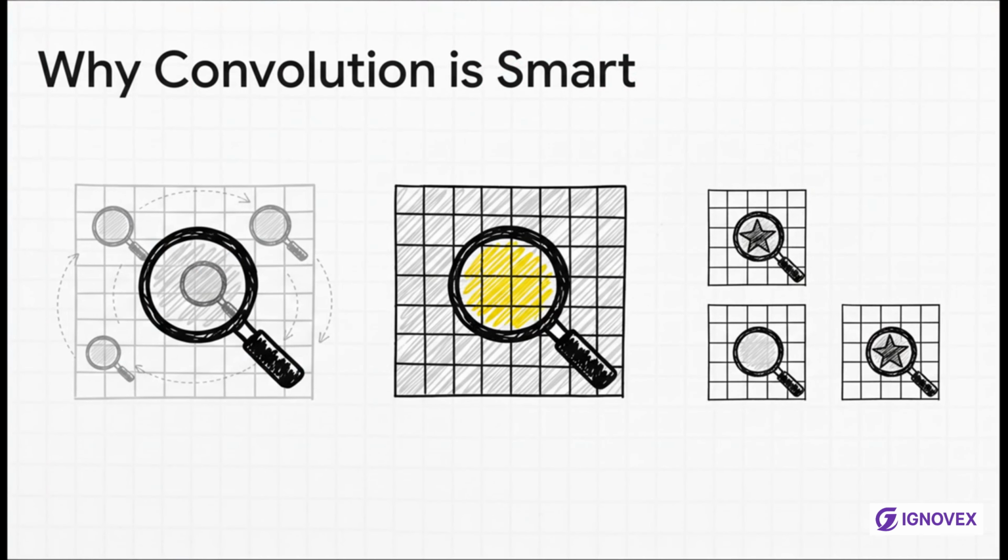So, why is this method so smart? Well, first off, it's super efficient. It uses the same magnifying glass, that same kernel, across the entire image. This little trick is called parameter sharing, and it saves a massive amount of computing power. It also focuses only on small, local patches at a time. And this is huge, because it means the network can find a cat's ear, whether it's in the top left or the bottom right of the photo. The pattern's the same, so who cares where it is?